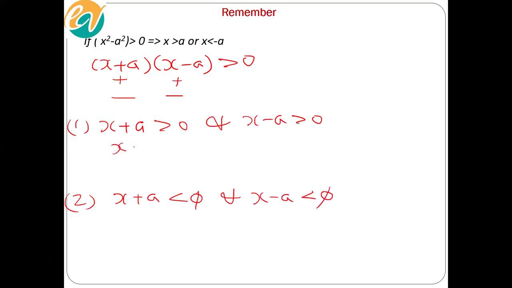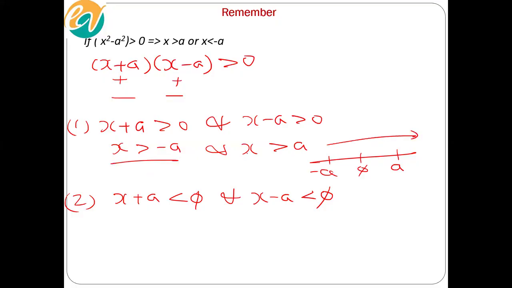So here what do we get? X is greater than minus a and x is greater than a. Let's construct a number line: 0, a, minus a. X is greater than minus a, this area. X is greater than a, this area. So what is the common area?